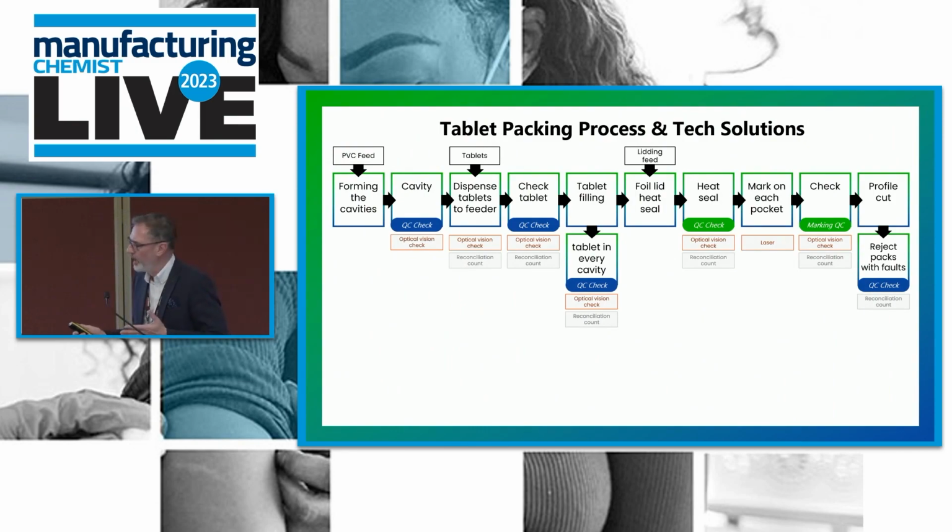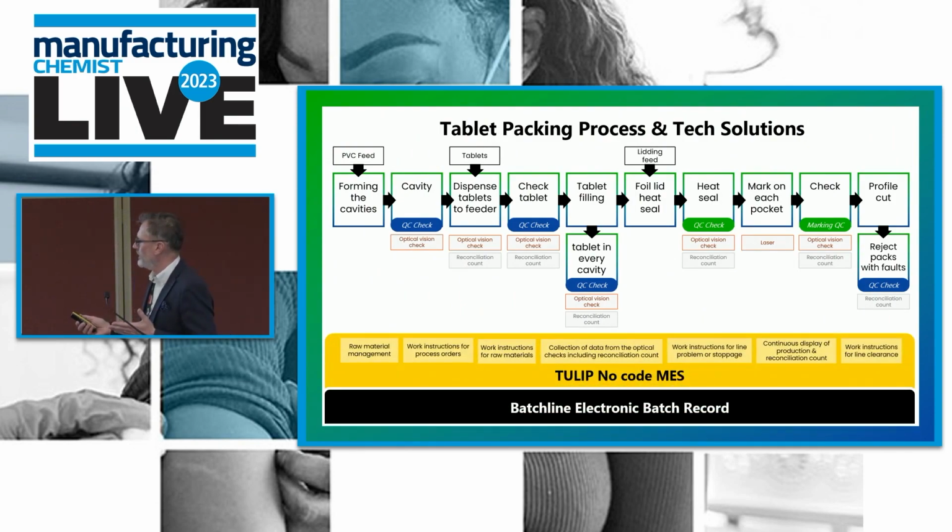And so, just indicating which technologies we're using to record that data. So the batch line electronic record, as I say, that's keeping the records from those two green items. And then the manufacturing execution system, which is a platform called Tulip, and I'll talk some more about that. That's keeping those records, but it's also doing much more than that. It's doing a number of work instructions and processes and tasks, from material management through process orders all the way to reconciliation and line clearance.